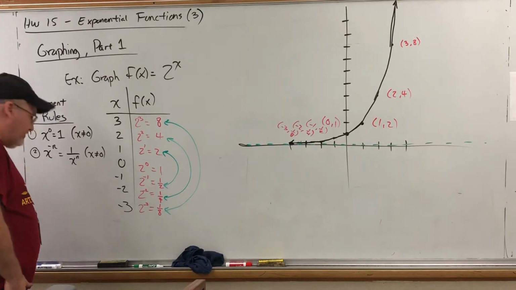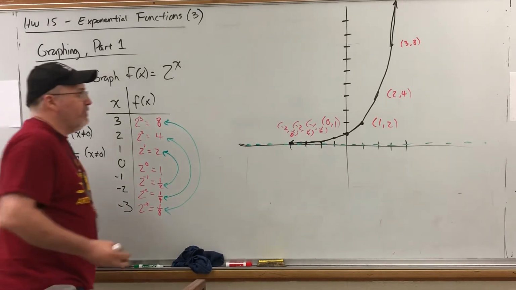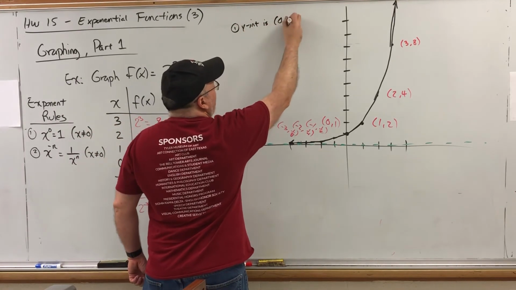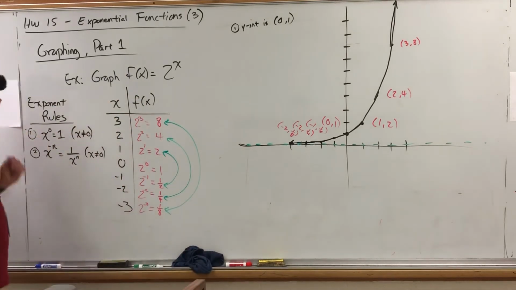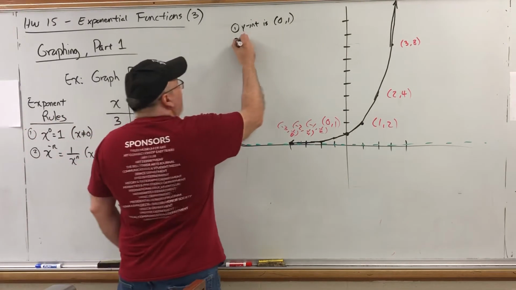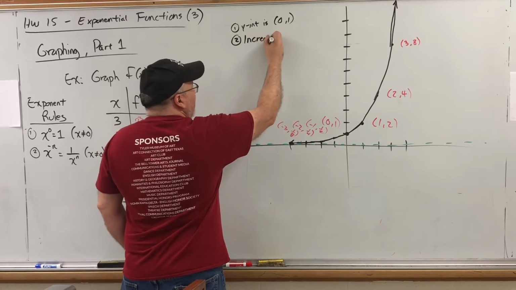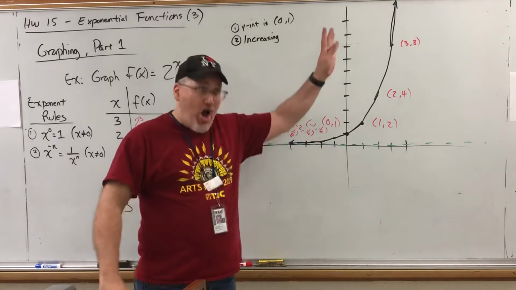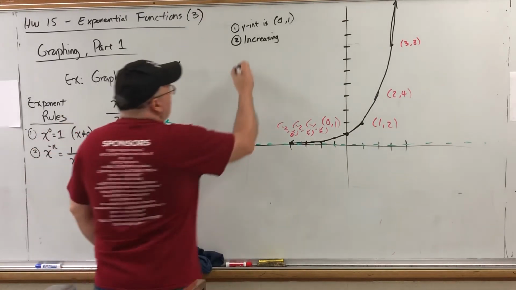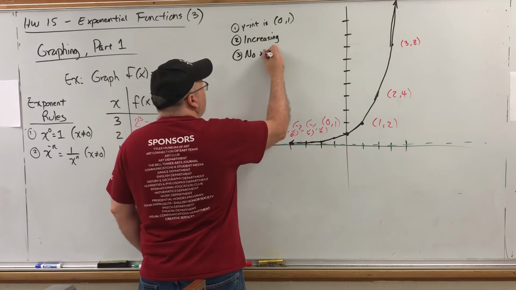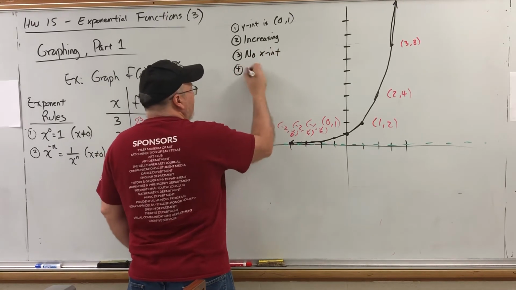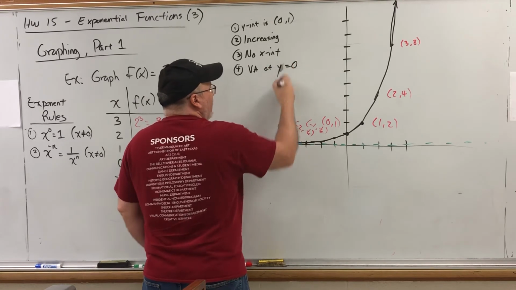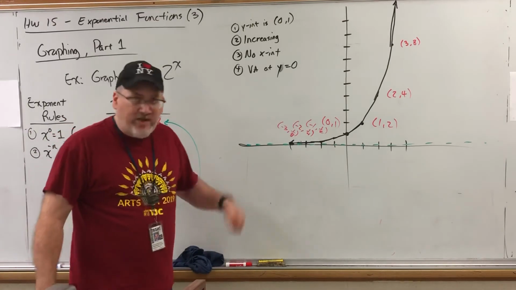So what can we say about this graph? Well, we can say several things. Number one, the y-intercept is 0, 1. That's because any number to the 0 power is 1. This graph is increasing, and what I mean by increasing is if you think this is a roller coaster going from left to right, you are always going up. This graph has no x-intercepts because this graph has a horizontal asymptote at y equals 0, the equation of the x-axis.